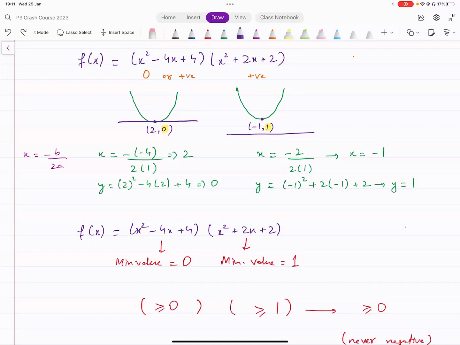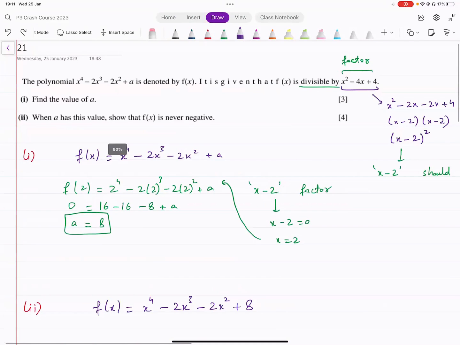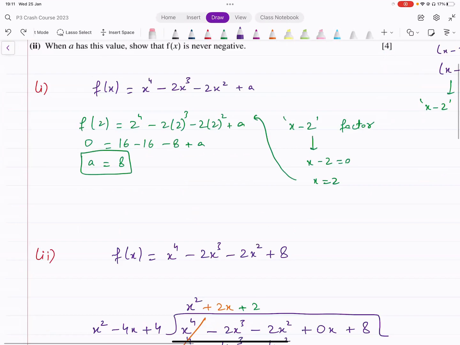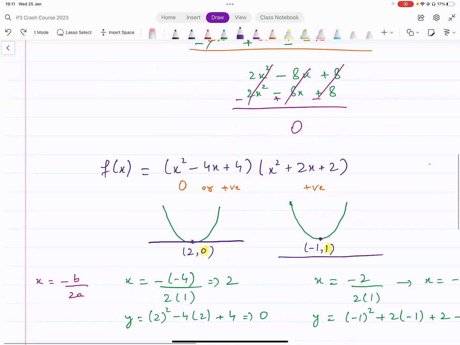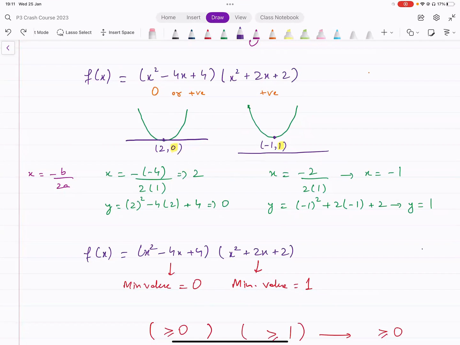In this case, it says prove that it's never negative. You could have other similar problems like this. They could ask you to prove that something is never positive, or something is always positive or always negative, things like that. You use exactly the same method for all of them. You factorize first, and once you've factorized, you look at the turning points of the quadratic function and then reason based on that.